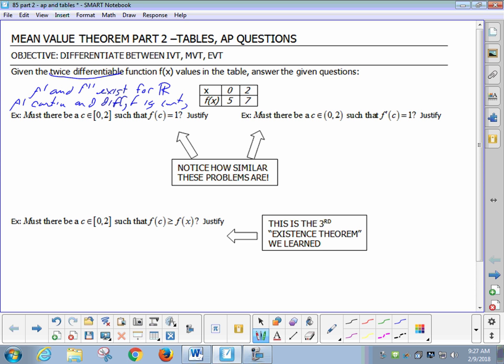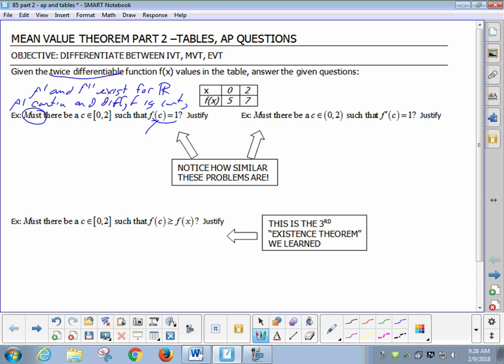Now, go back. Now we're here. Must there be a place, a C in 0 to 2, I remind you C is an X value, such that F at C is 1? Yes or no? Yes, okay. Or you say no. Must is a very powerful word. Must. Not can, must. And why no? Because the intermediate value theorem doesn't say so. Yeah, it doesn't really apply here.